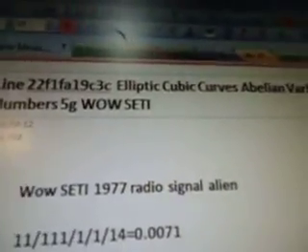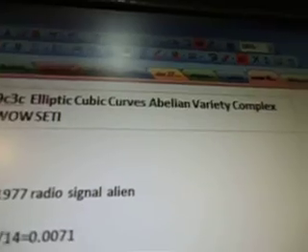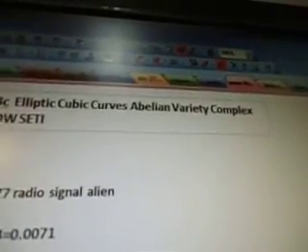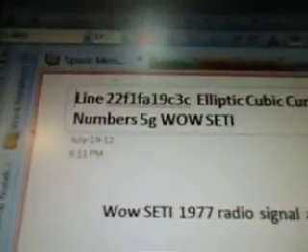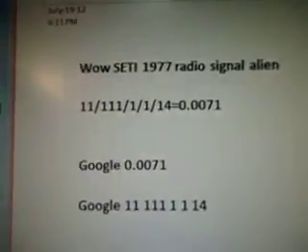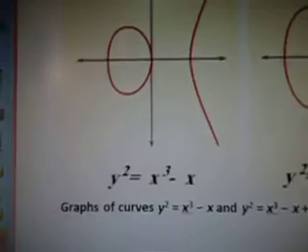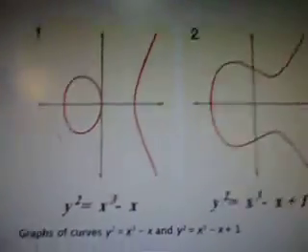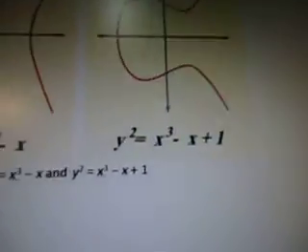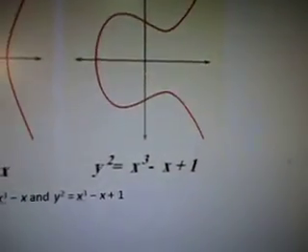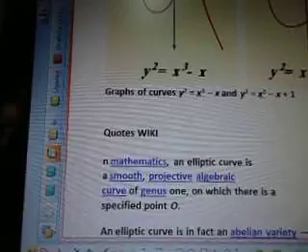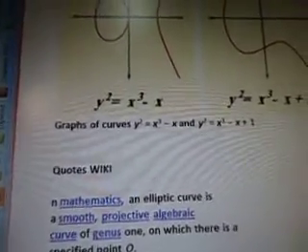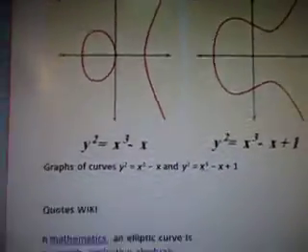22f1fa19c3c, elliptic cubic curves, Abelian variety, complex numbers, 5G, Wow! signal. There's the alien radio signal, and here's a diagram with some calculations underneath it. y2 equals x3 minus x. And the second one is y2 equals x3 minus x plus 1. So these are graphs of curves. Okay, I just read you the equations there.